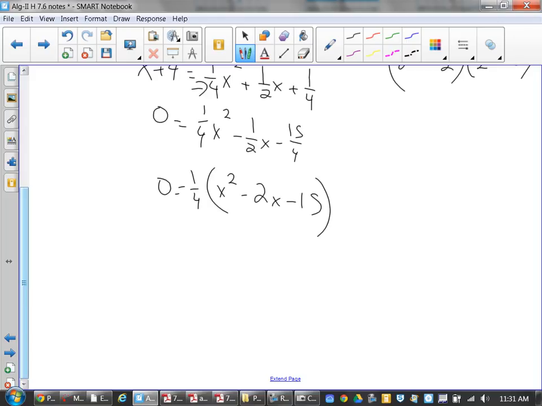And since I'm solving for 0 in this case, can I get rid of the quarter now? Except for the wrong term. And then I got x minus 5, x plus 3. The reason that the quarter can go away is because we're looking for zeros. I don't even want to check.